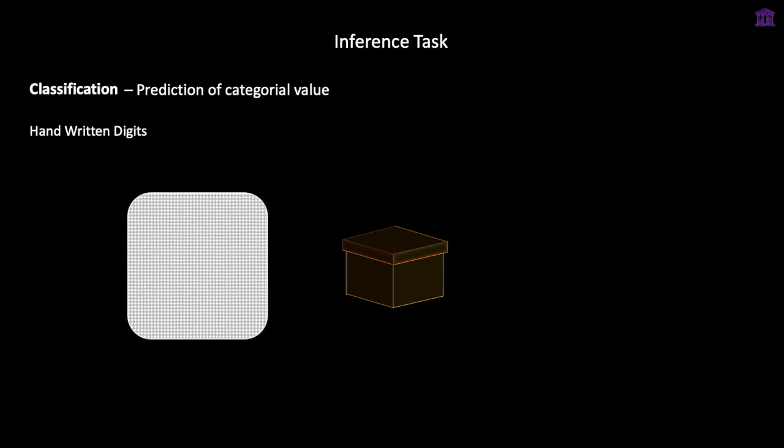Another major task is classification, where we predict a categorical value. Instead of a continuous value, the box chooses from a set of predefined labels. A classic example is digit recognition. We provide a handwritten 1 and the box identifies which category it belongs to.